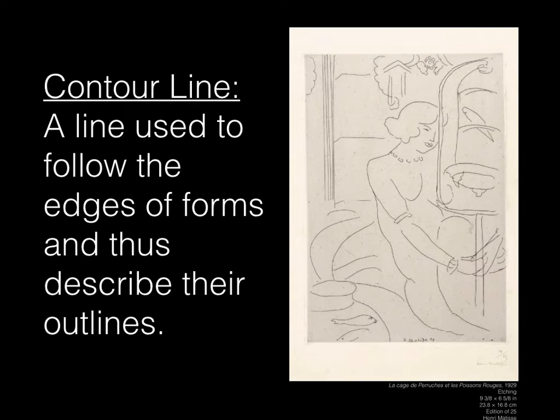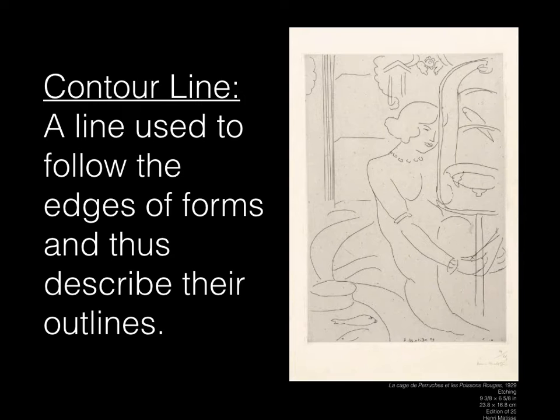Contour line is a line used to follow the edges of a form and thus describe their outlines. In this drawing by Henri Matisse, we see a woman in front of a bird cage. She's maybe on a couch or a chair, and there are maybe some trees outside. We can discern all these different things by just a simple line. Her body is just one edge, the outer edge of her body.